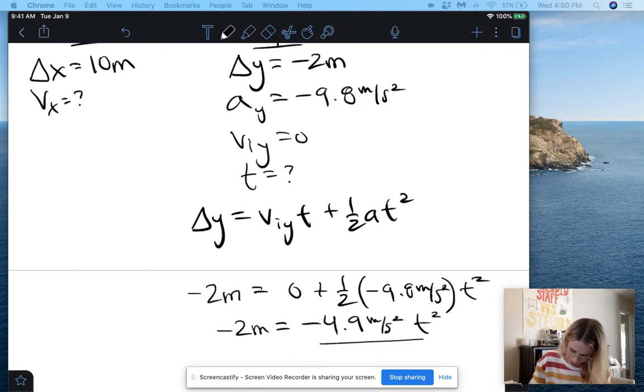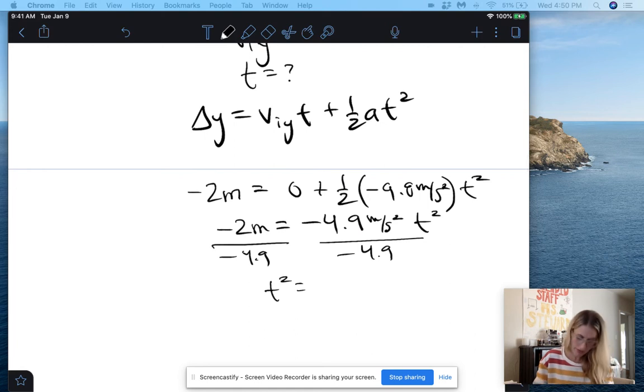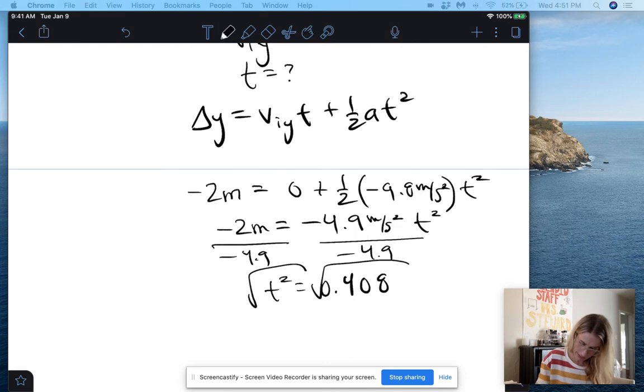We divide both sides by negative 4.9. And so we get t squared is equal to 2 divided by 4.9, which is 0.408. And then we'll take the square root of both sides. And we get that time is equal to 0.64 seconds.